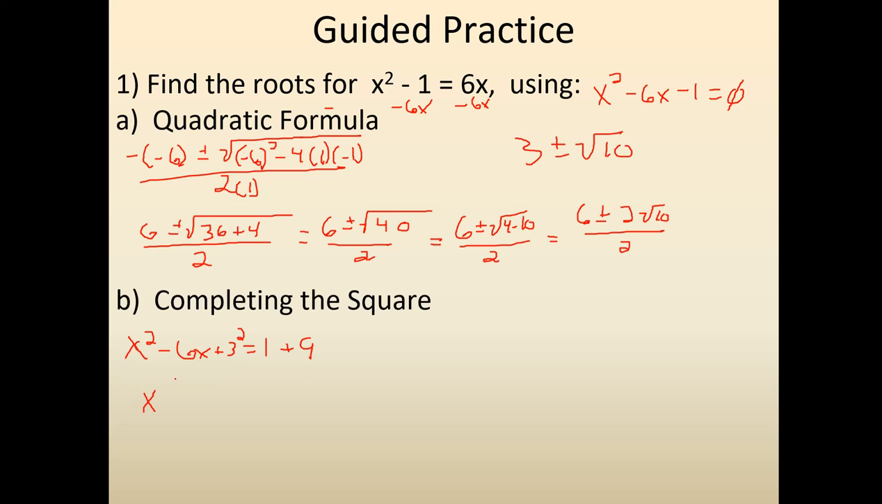This side factors as x minus 3 squared. Remember, whatever that middle term is, copy and paste this subtraction. Over here, it ends up being 10. So we end up with x minus 3 squared equals 10. Take the square root of both sides. We get x minus 3 equals plus or minus root 10. Add 3 to both sides, and we end up with 3 plus or minus square root 10. So same thing we got before.